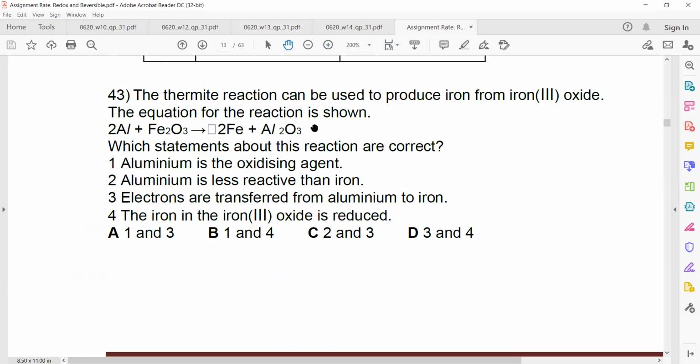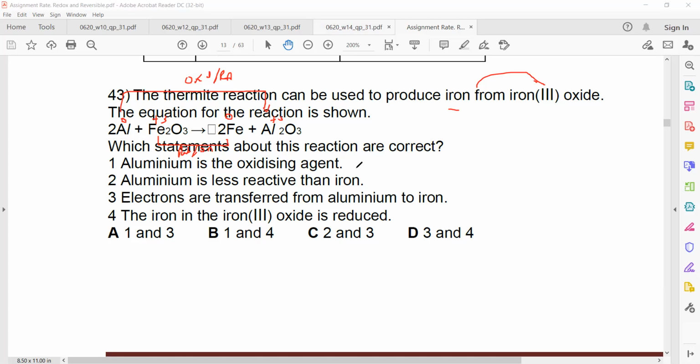The thermite reaction can be used to produce iron from iron 3 oxide. So when you write the charges, aluminum is 0 and becomes plus 3, iron is plus 3 and becomes 0. Aluminum 0 becomes plus 3, so oxidation happens, or it is a reducing agent. And iron 3 becomes 0, so reduction happens, or it is an oxidizing agent. Which statements about these reactions are correct?